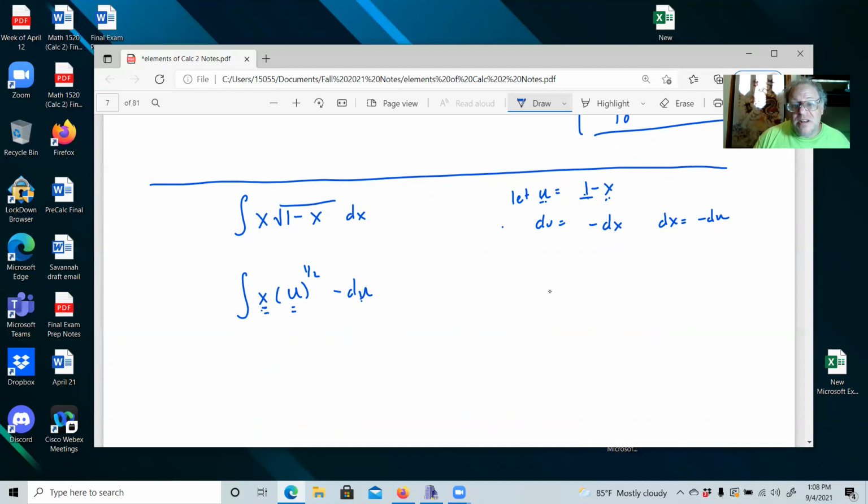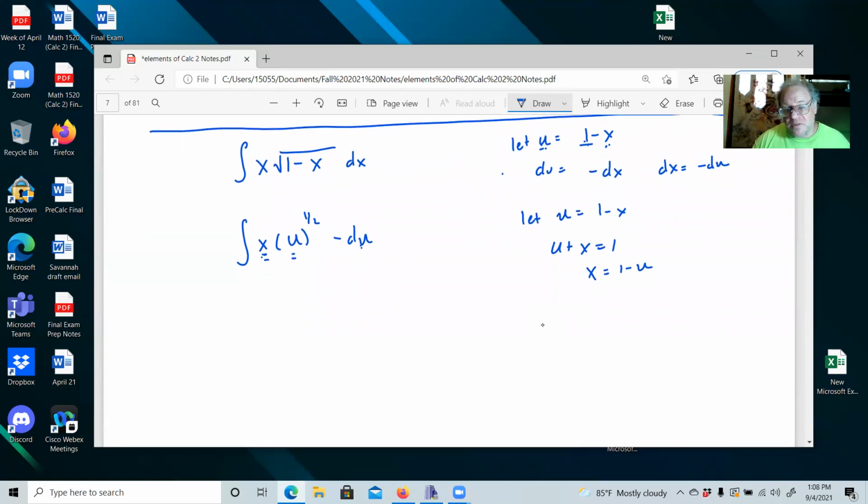Okay, in this case, did I make the wrong one? No, but I didn't do everything I needed. So since we know u is equal to 1 minus x, u plus x is equal to 1, x is equal to 1 minus u. Let's add x to both sides here, and then subtract. So now that I know that x is 1 minus u, this is going to be 1 minus u times u to the 1/2 times negative du. Now, am I allowed to distribute this? Yes, I am. I'm not going inside of the square root. I'm taking the square root and multiplying it by. That's fair.